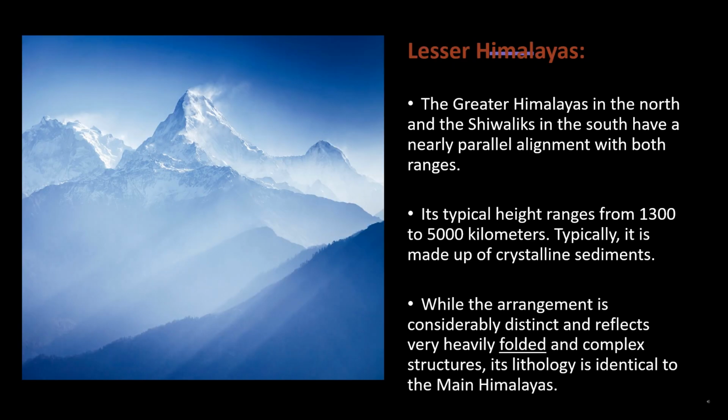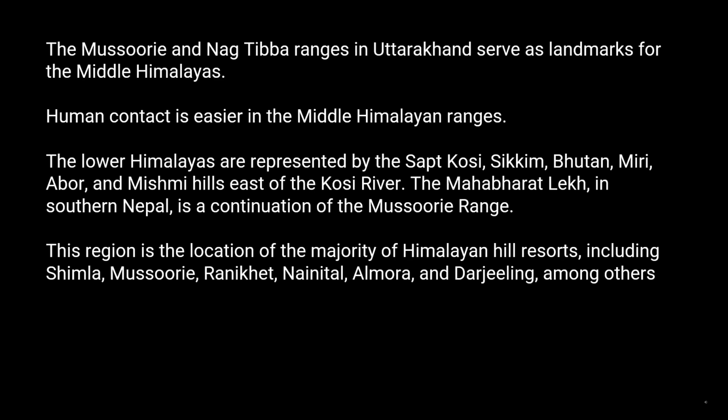Lesser Himalayas. The Greater Himalayas in the north and the Shivaliks in the south have a nearly parallel alignment with both ranges. Its typical height ranges from 1,300 to 5,000 kilometers. Typically, it is made up of crystalline sediments. While the arrangement is considerably distinct and reflects very heavily folded and complex structures, its lithology is identical to the main Himalayas. The Mussoorie and Nag Tibba ranges in Uttarakhand serve as landmarks for the Middle Himalayas. Human contact is easier in the Middle Himalayan ranges.